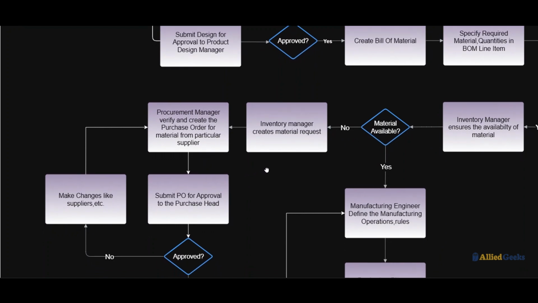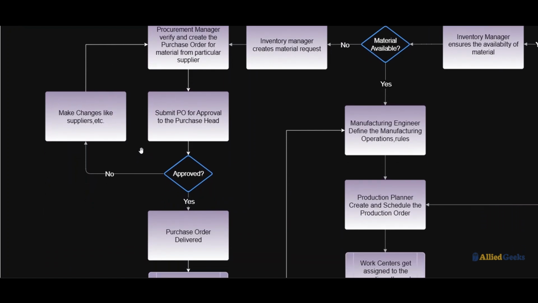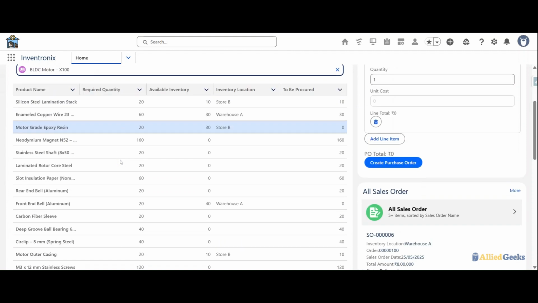Their responsibility is to ensure that all required materials and components listed in the BOM are available in stock, and the procurement manager initiates procurement if any shortages are identified and submits the PO for approval to the purchase head. The inventory manager logs into Salesforce and finds the newly approved bill of materials, and can see the table containing all the material.